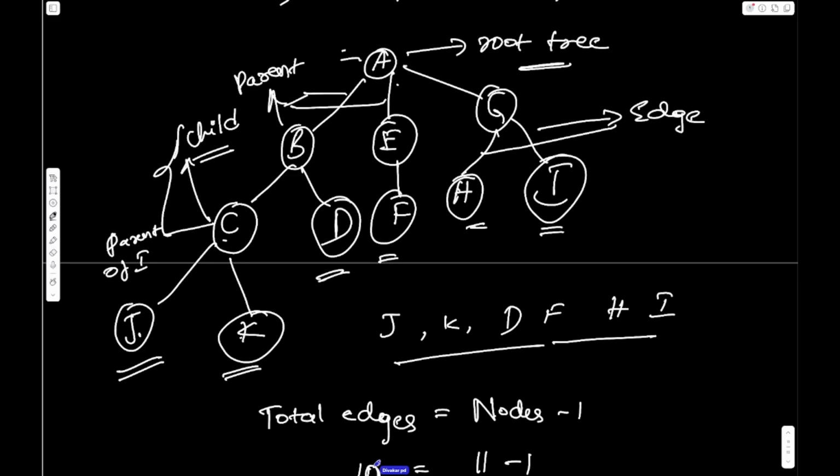We have something called siblings as well. Here, J and K are siblings, which are sharing the same parent. This is the same typical relationship as in our household.